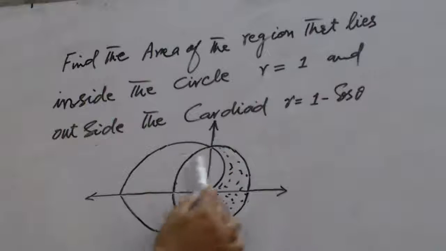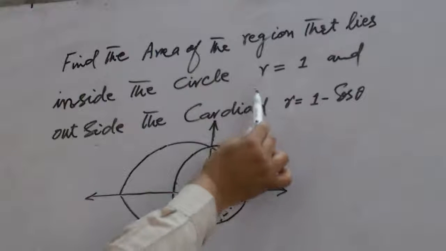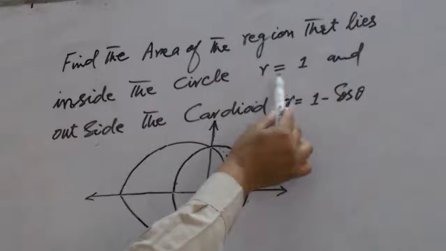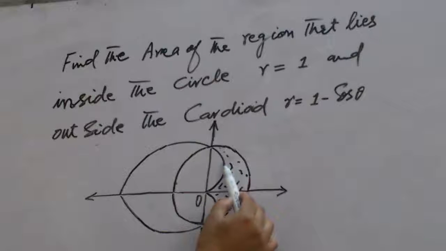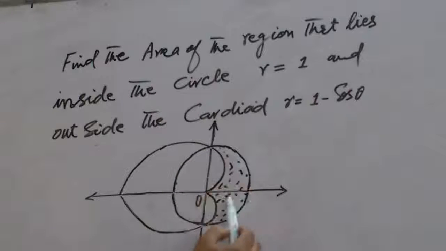So this is the cardioid, and the drop of the cardioid in this case is this one. This is the graph of the circle, whose radius is equal to 1 unit. So the outside of the cardioid and the inside of the circle is this region.